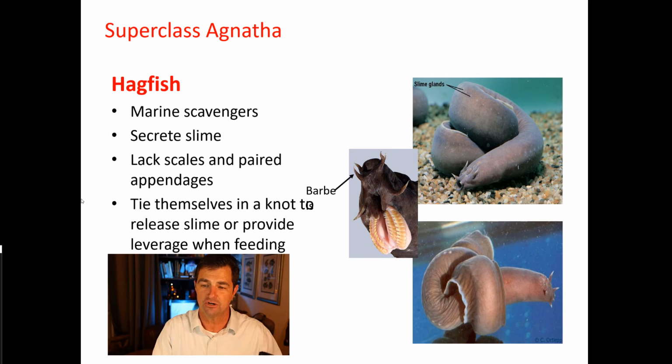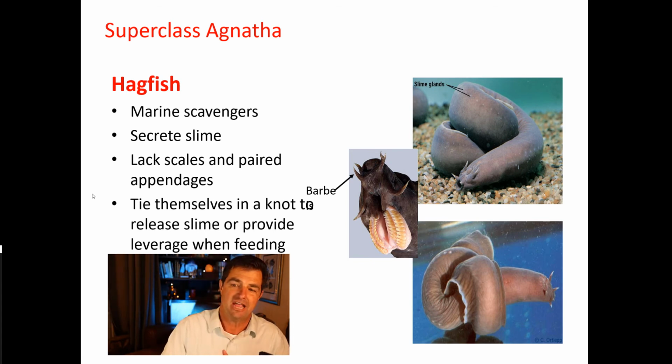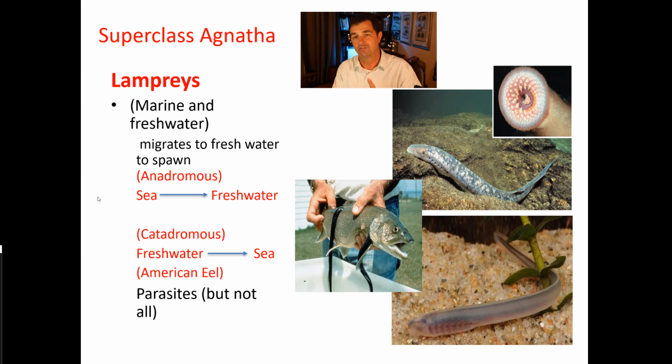We'll talk about two here. The first are the hagfish. These are a marine scavenger that secrete a slime on their body, and they tie themselves up in a knot, and they pull pieces of a dead fish or dead animal off when they're feeding. It also makes them harder for another animal to grip that might try to eat it. They lack scales and they lack paired appendages. And so that's the first of our jawless fish.